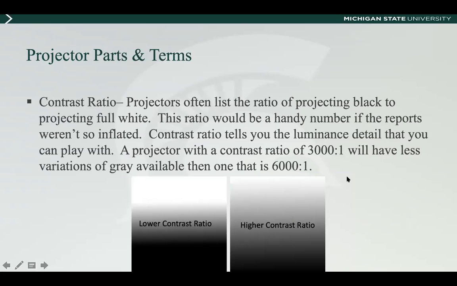And then contrast ratio. Projectors often list the ratio of projecting black to projecting full white. This ratio would be a handy number if the reports weren't so inflated. Contrast ratios tell you the luminance detail that you can play with, right? So this is a way to kind of tell the actual lumens of a certain projector, right? Something with a low contrast ratio will give you more blacks and whites, but the shift from black to white is more apparent than something with a high contrast ratio.